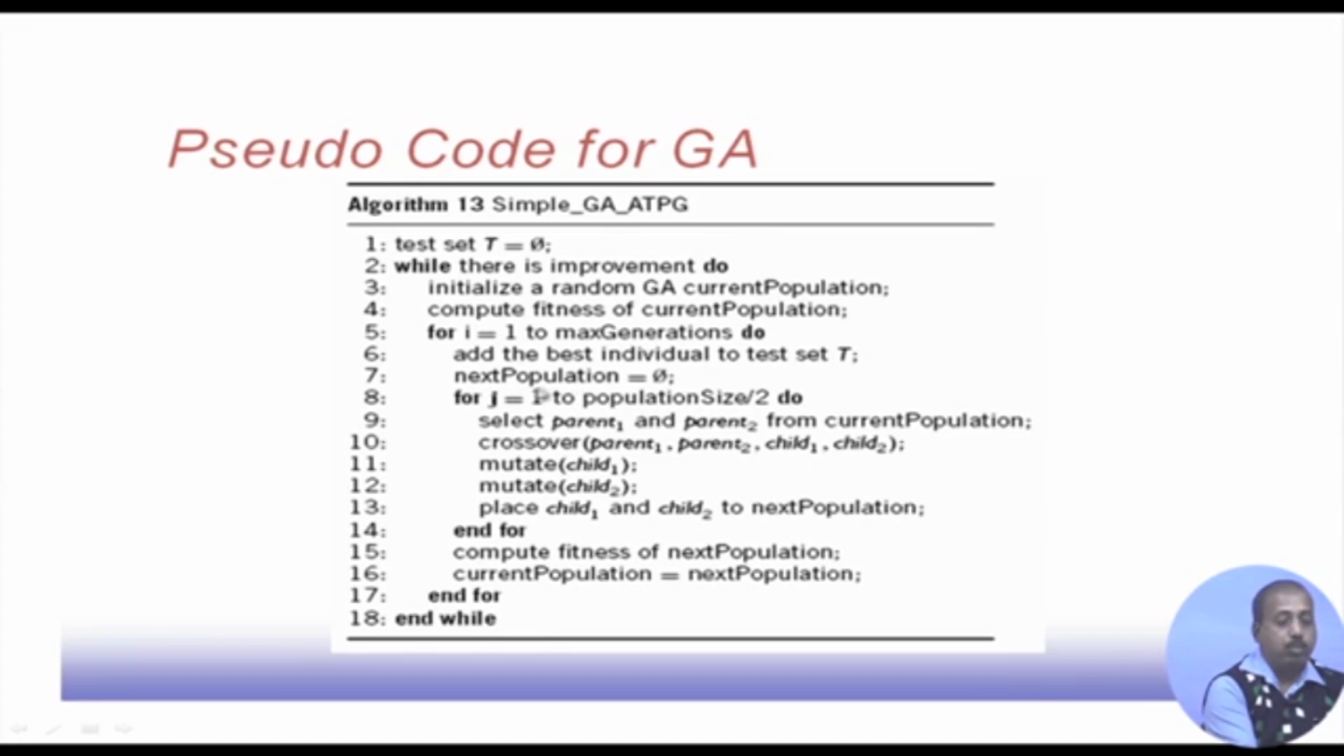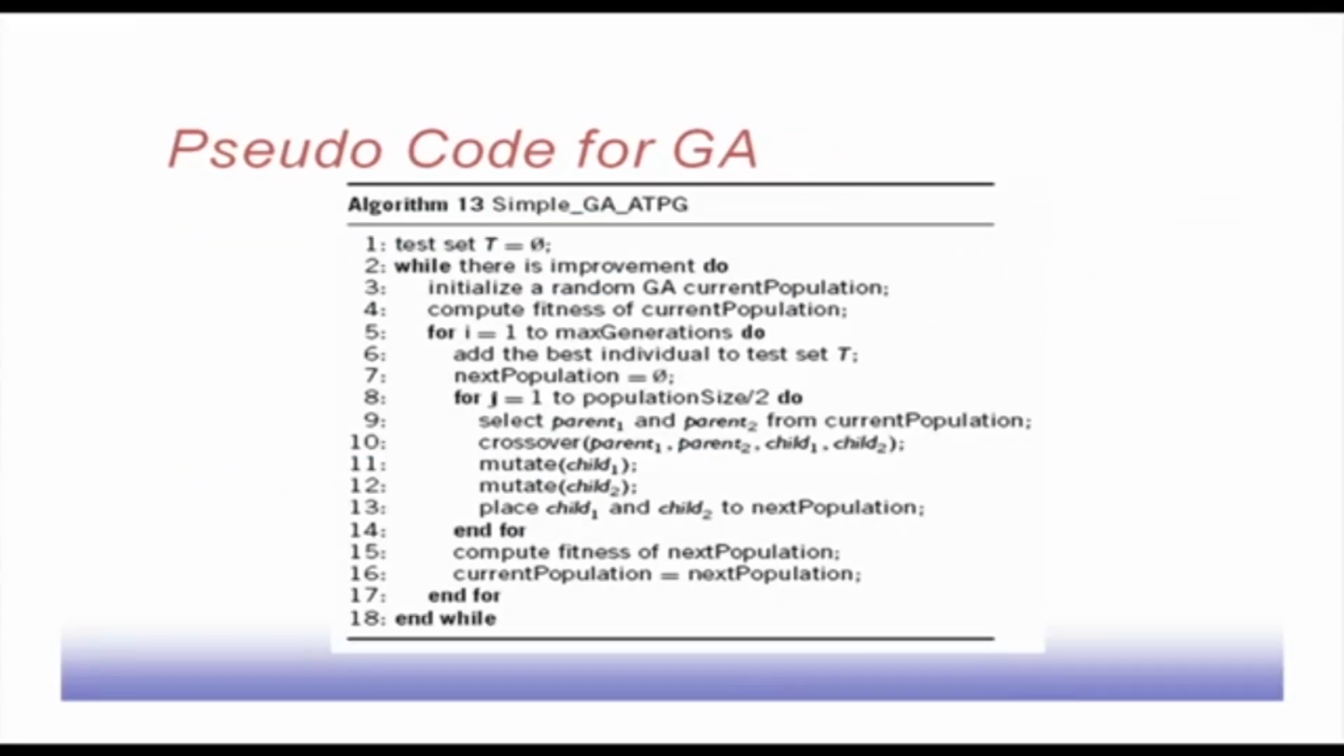The next population has population-size number of individuals. Again we compute the next population, and the current population is updated to the next population. Then this process continues. So this for loop is over, and the next generation starts, and this process goes on while there is improvement in, say, the fitness, say the fault coverage. That may be a fitness measure.